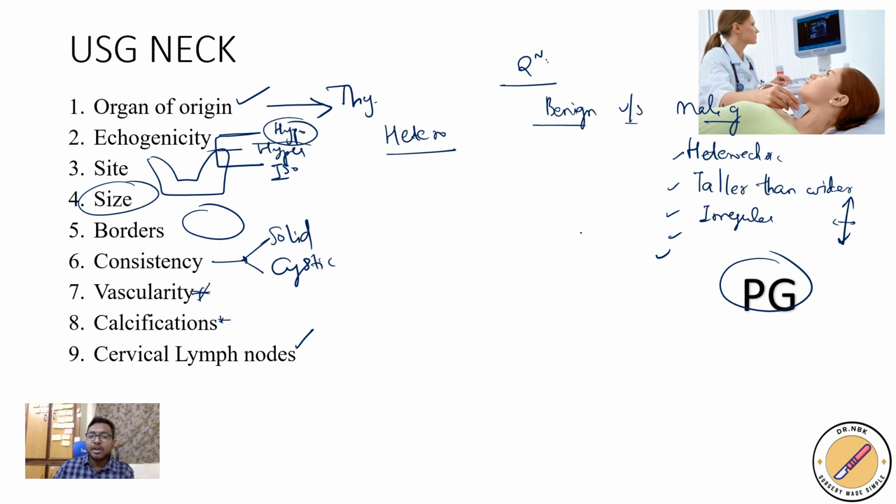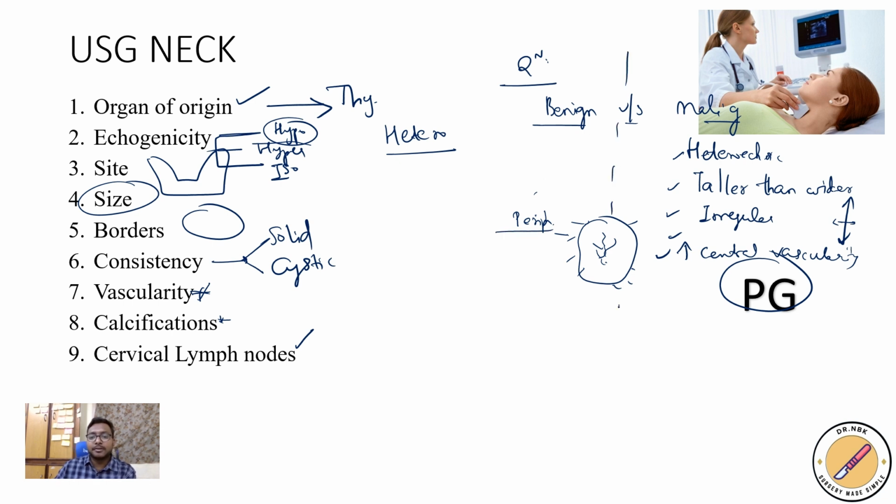Please understand, whenever you have got a swelling, increased central vascularity will suggest it could be malignancy. Whereas in case of increased peripheral vascularity, it will suggest a benign condition. So if peripheral vascularity is increased, it is more of a benign condition.